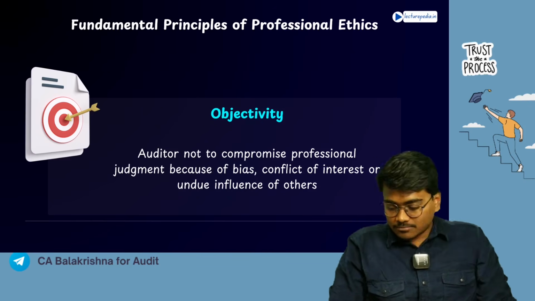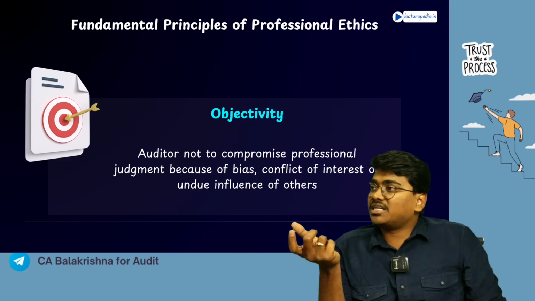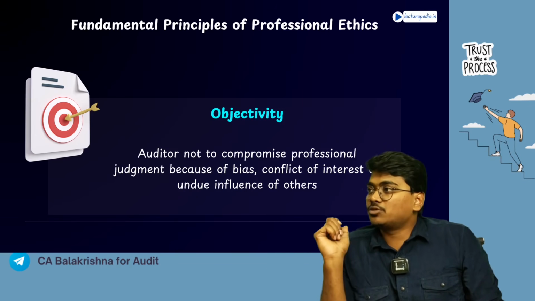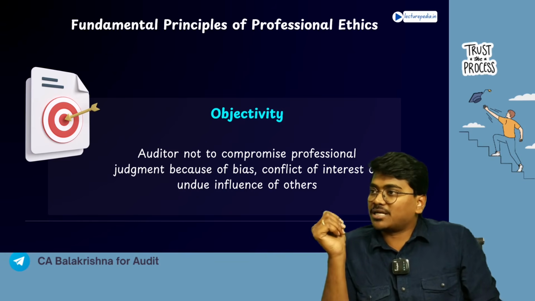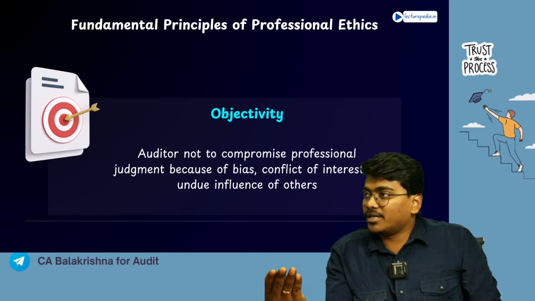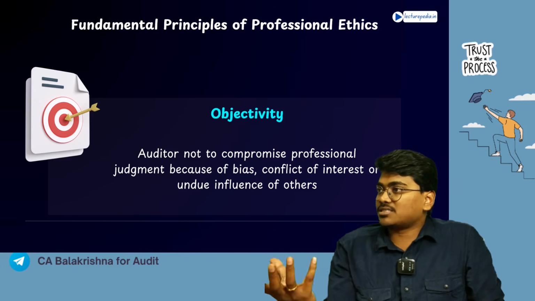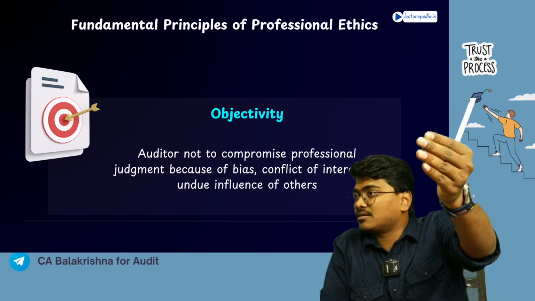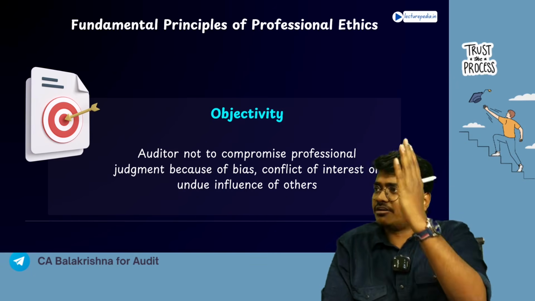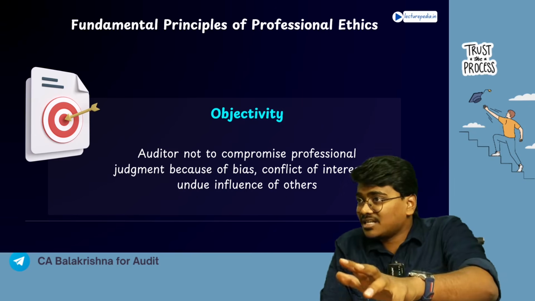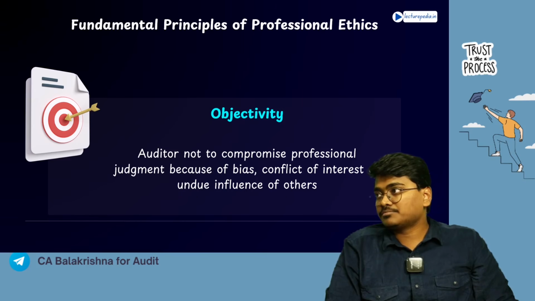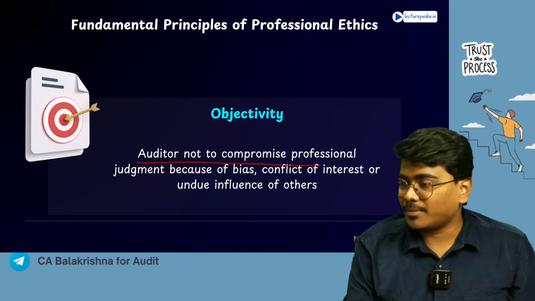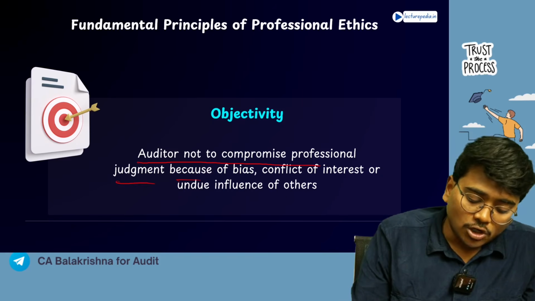Now tell me, which type of decision will differ from person to person, objective or subjective? A subjective decision will differ from person to person, because it is made based on emotions, and the emotions of each person differ. Whereas in case of an objective decision, whoever takes the decision, will take it based on facts. Facts will never change, right? So an objective decision will never change from person to person. So objectivity means the auditor should not compromise professional judgment because of bias.